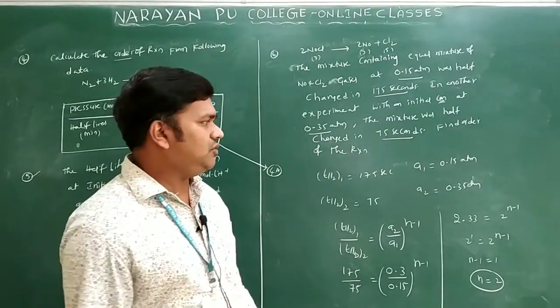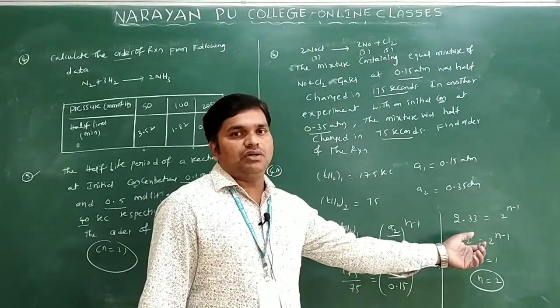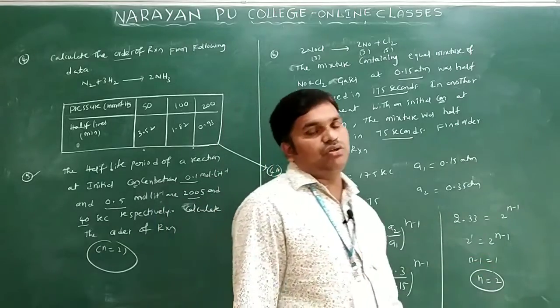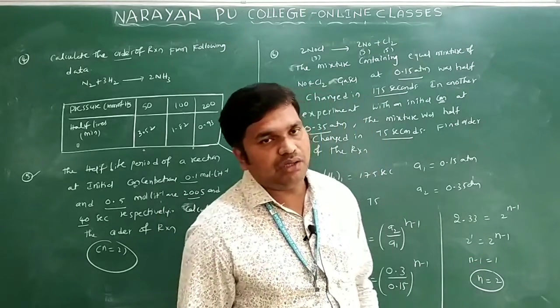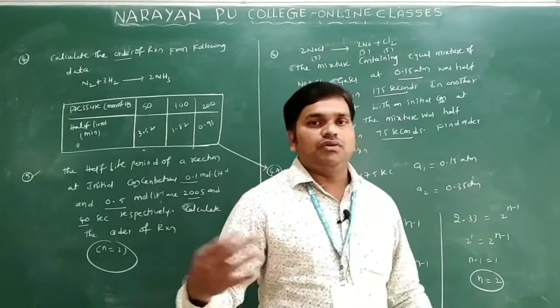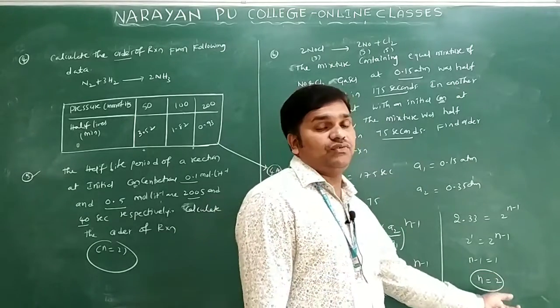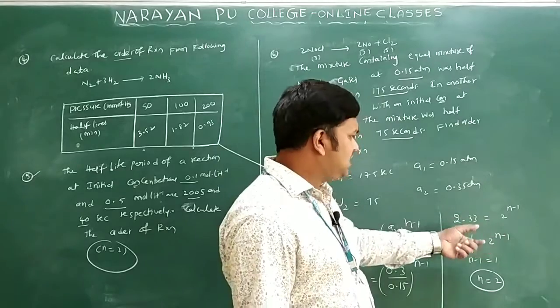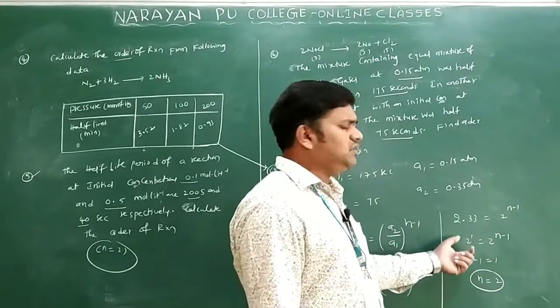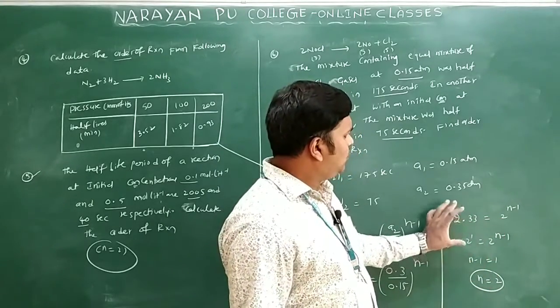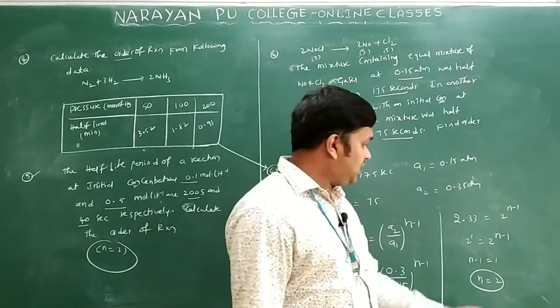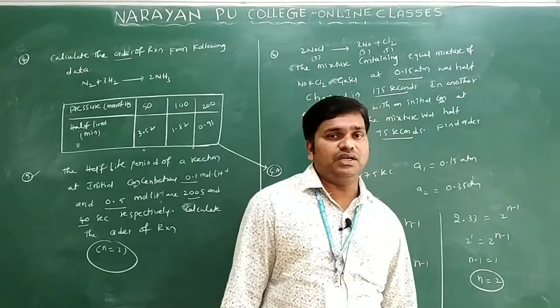Otherwise, you will apply log on both sides. Log 2.33 is equal to n minus 1 into log 2. You see the log 2 value and 2.33 value, you will get approximately 1.99, that is in the form of 2. Don't take it directly like this. For calculation purpose I am doing this; you can apply this, it will increase 1 or 2 steps. What is the order of the reaction? Second order of the reaction.